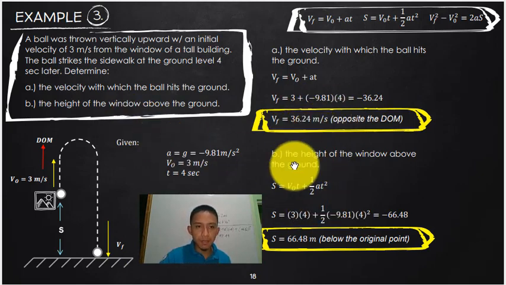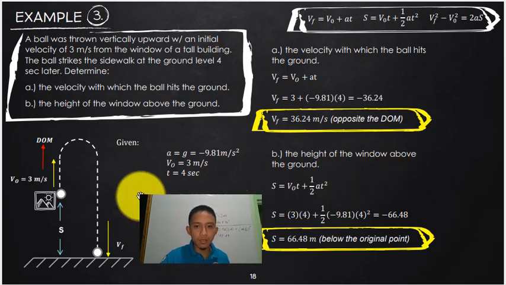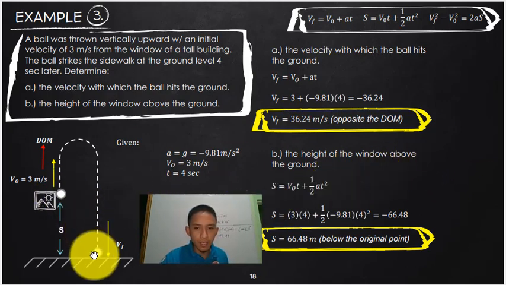Okay, the B, height of the window above the ground. Okay, the question is the height of that window above the ground, or from the sidewalk.